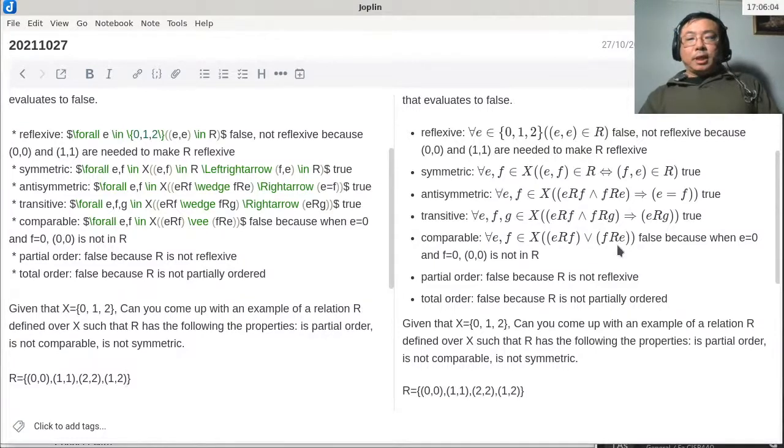No, an empty relation is not comparable. It is not. It is transitive, but not comparable.